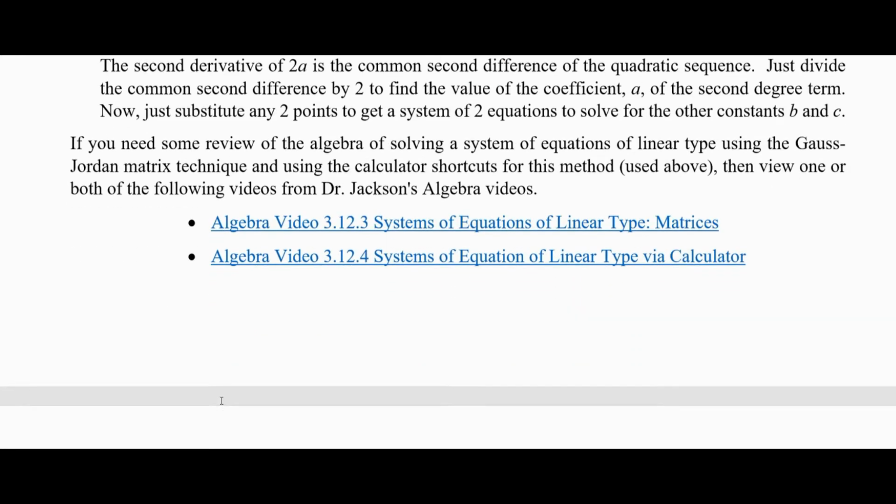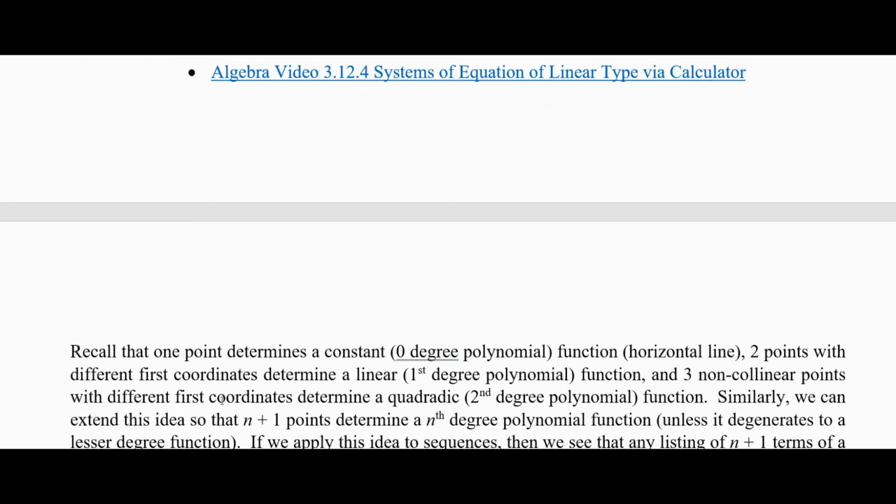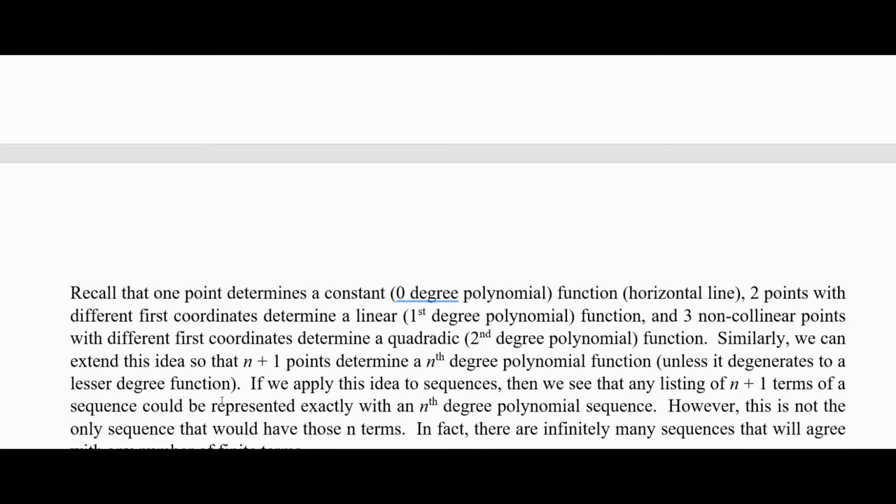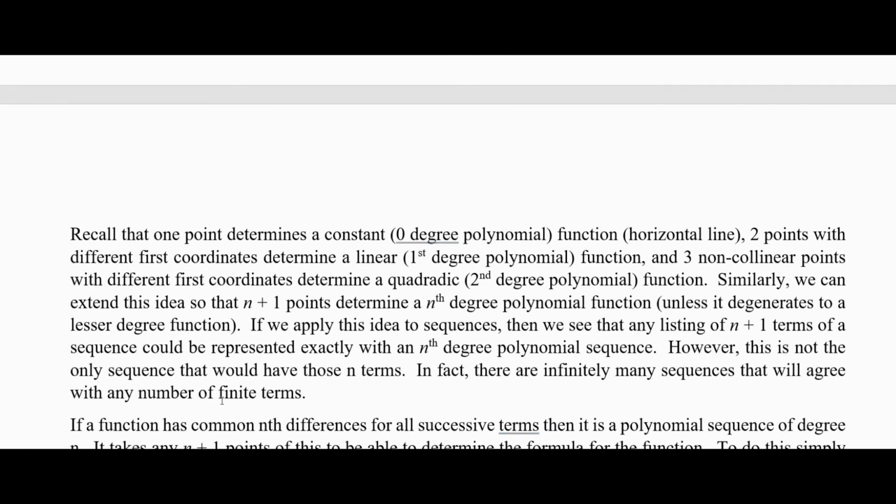Let's do another example. So once again, recall that 1 point determines a constant 0-degree polynomial function or horizontal line. 2 points with different first coordinates determine a linear or first-degree polynomial function. 3 non-collinear points with different first coordinates determine a quadratic or second-degree polynomial function. Similarly, we can extend this idea so that n plus 1 points determine an nth degree polynomial function, unless it degenerates to a lesser degree function.